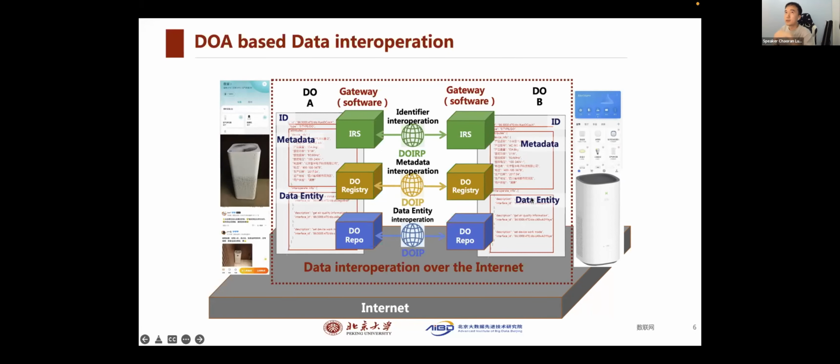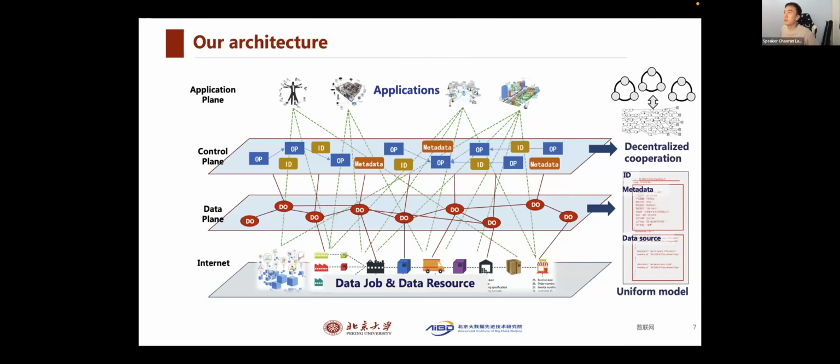It is worth mentioning that the Internet of Data is not a substitute for the Internet, but a virtual network built upon the Internet. Based on the DOA, we can achieve interoperability between the data resources in a standard way, but the Internet of Data still faces another huge challenge: how to efficiently match the data demands and the supply at the scale of the internet. We provide an architecture to solve this problem.